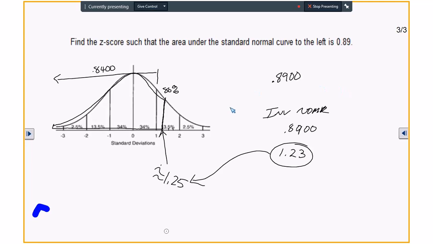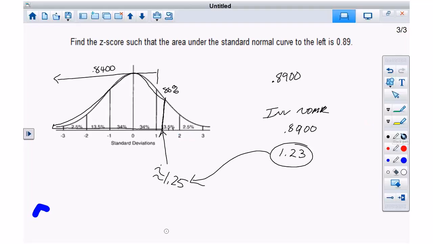You can really get close if you really start dividing these up. You can really get close. It's called interpolation.